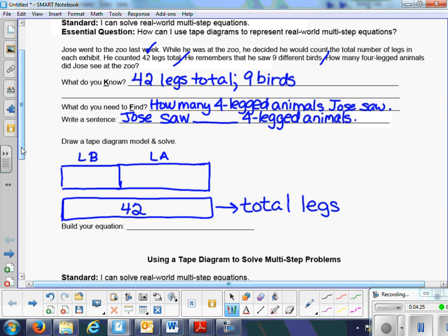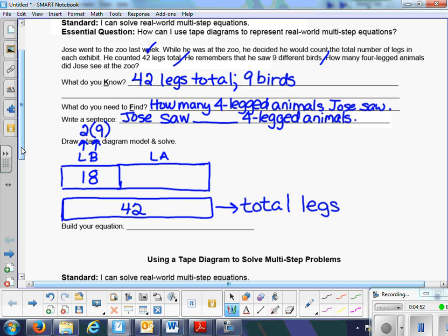So I want to think about how many legs does a bird have? It has 2 legs. How many birds did Jose see? Jose saw 9 birds. What would I do with the 2 legs on the 9 birds to come up with a total number of legs? I know that I'm going to need to multiply. So 2 times 9 is going to give me 18. That means that Jose counted 18 legs on birds.